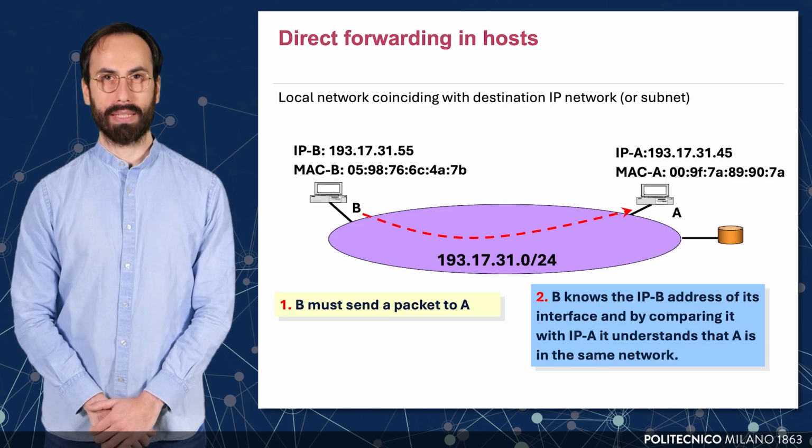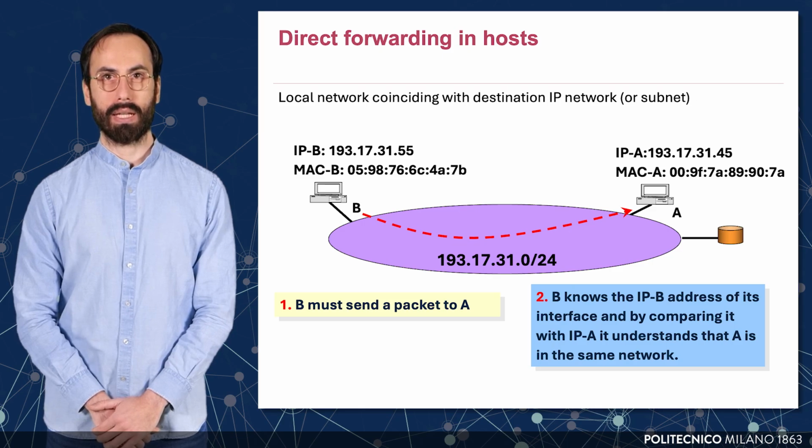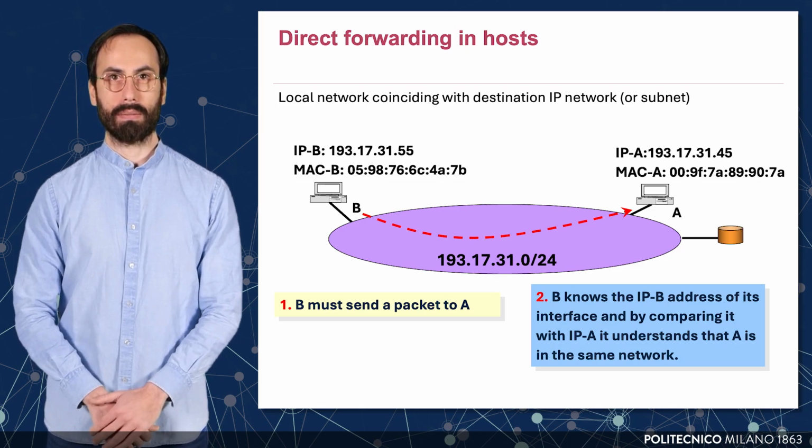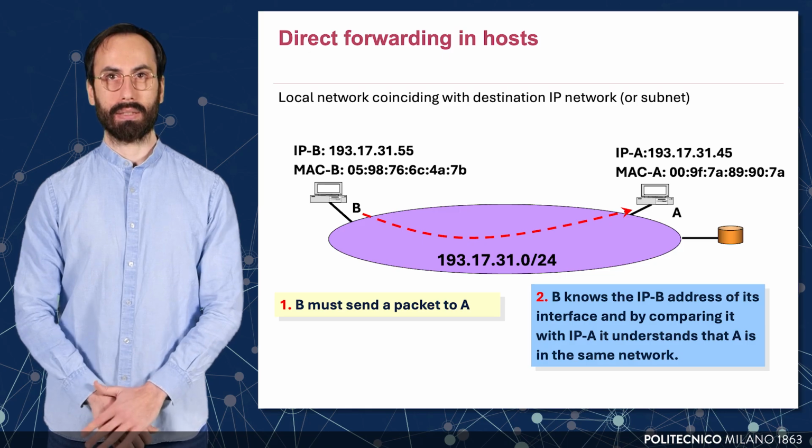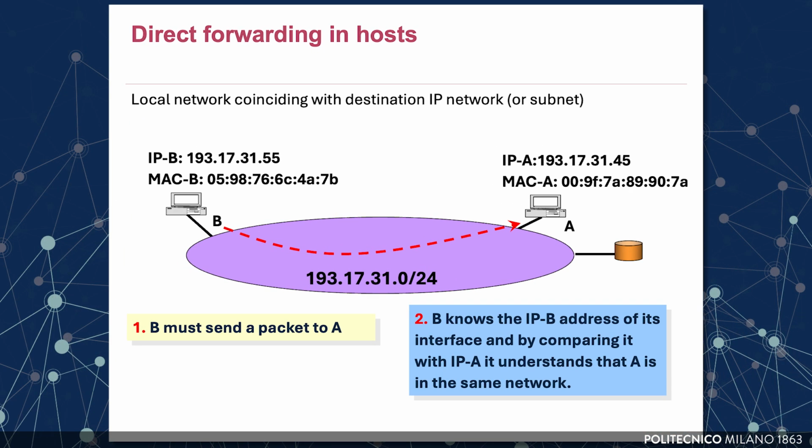When host B needs to send a packet to host A, it first checks whether the destination IP address belongs to the same subnet as its own. By applying the subnet mask, here /24, B recognizes that both IP addresses fall within the same network. Since the destination is in the same IP network, direct forwarding is possible. Host B will resolve A's MAC address using ARP and then send the packet directly to A at the data link layer using that MAC address. No router is needed for this local communication, and we will see later how ARP works.